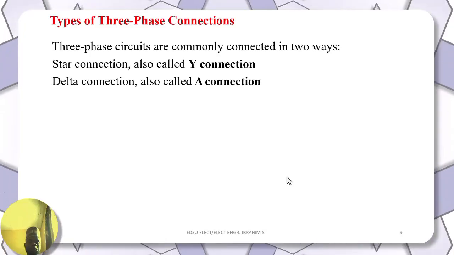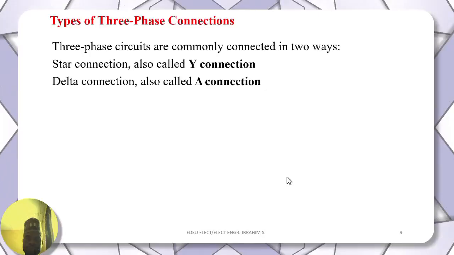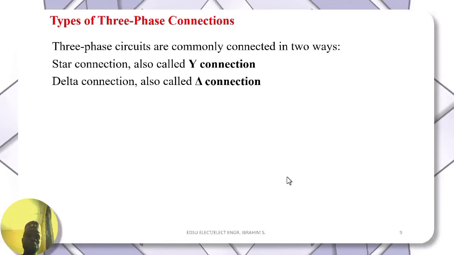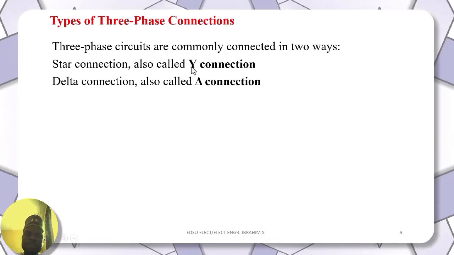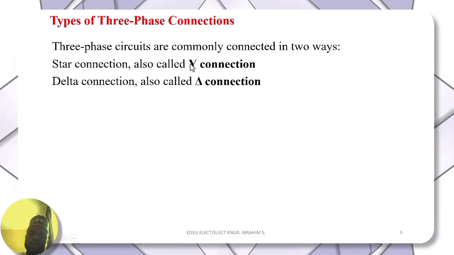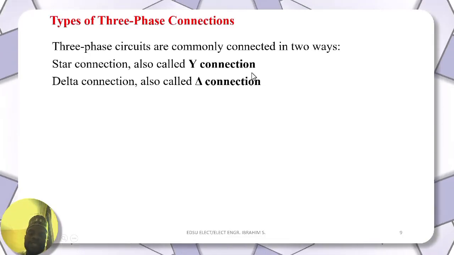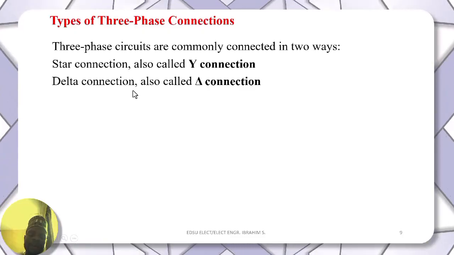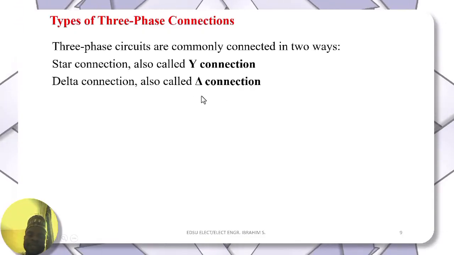So, types of three-phase connection. In three-phase connection, we mainly have two major connections. We have the star connection, which is denoted by Y most of the time. So you either call it Y connection, or you call it star connection. Then we have delta connection, also known as this delta.